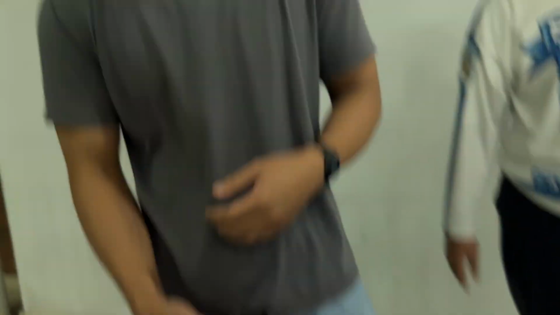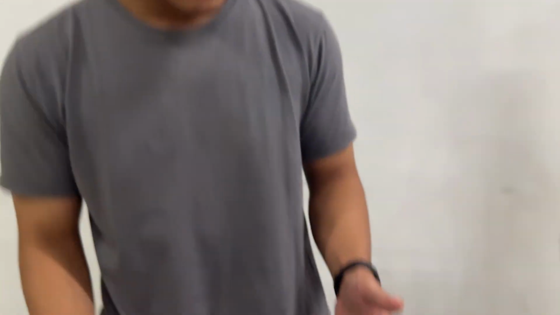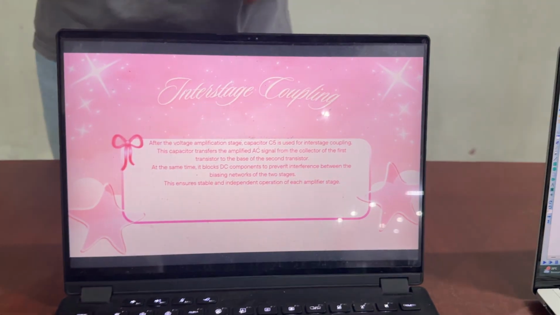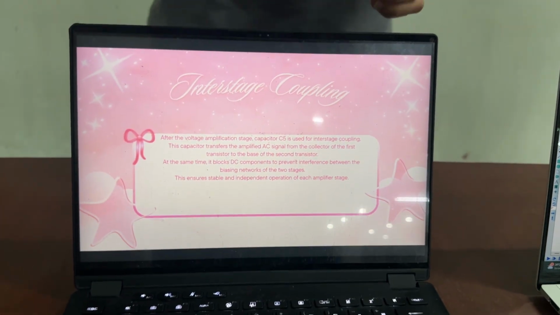For the second amplifier, the second stage uses transistor Q2 configured as an emitter follower or common collector amplifier. Okay, next slide.